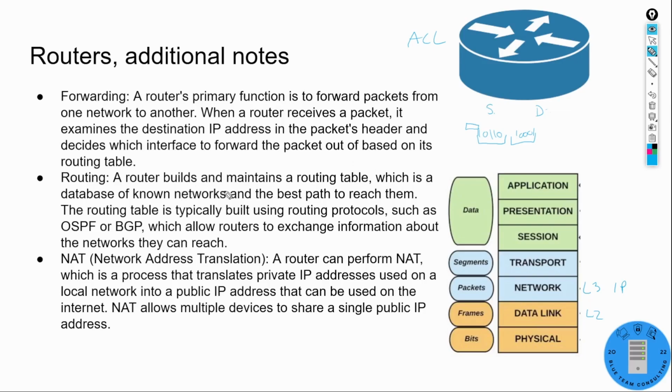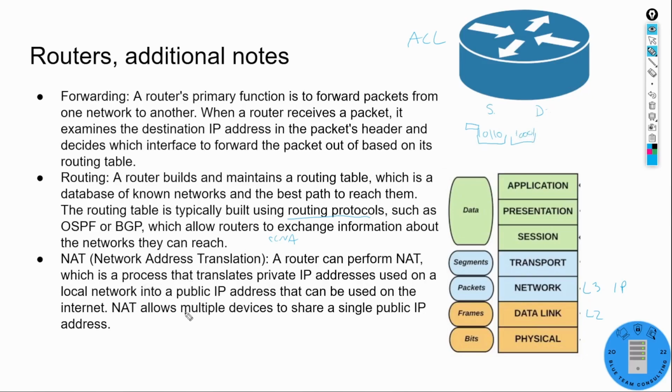So the router builds and maintains a routing table, which is a database of known networks with the best path to reach them. The routing table is typically built using routing protocols such as OSPF and BGP, which allow routers to exchange information about networks they can reach. If you go on to take Network Plus with CompTIA or CCNA for Cisco certifications, you'll definitely dive in depth into different routing protocols. But just at a high level, routers have tables that track the information for current communications that are happening, and they also know what route to take based on where the packet is trying to go.